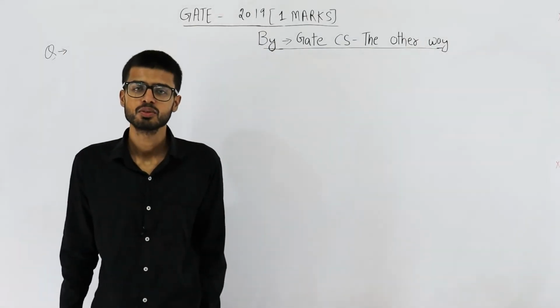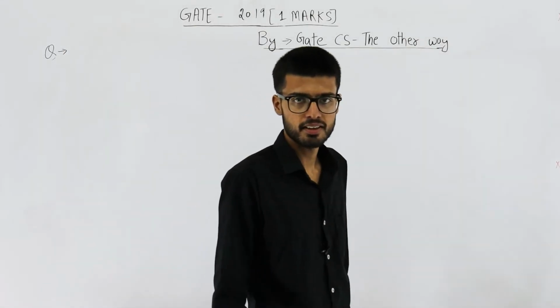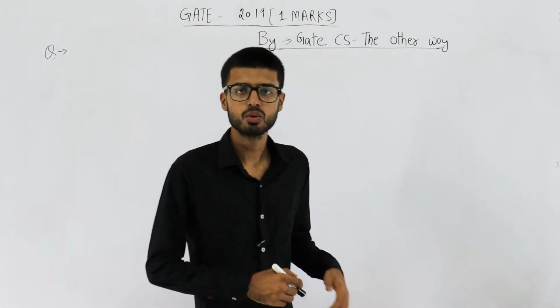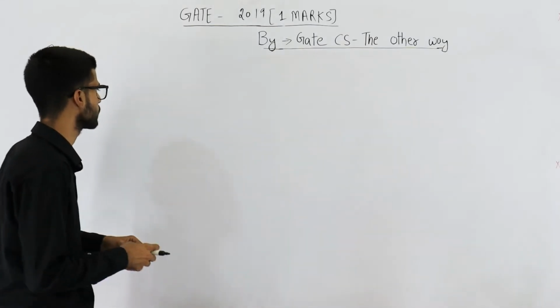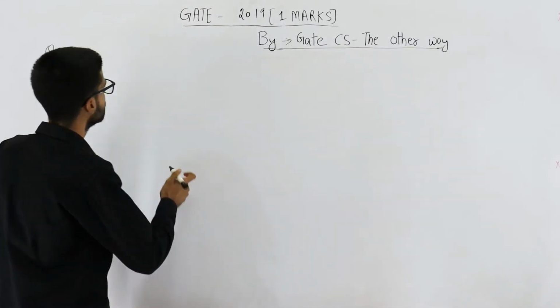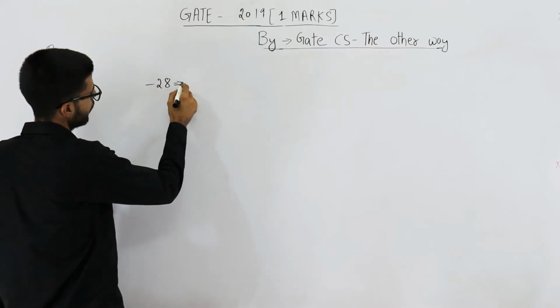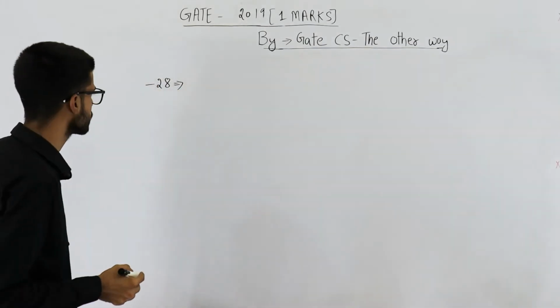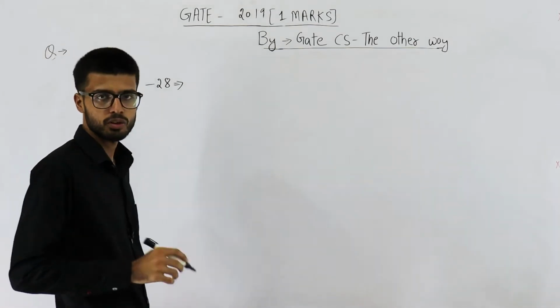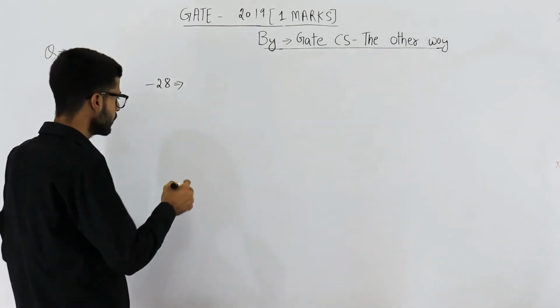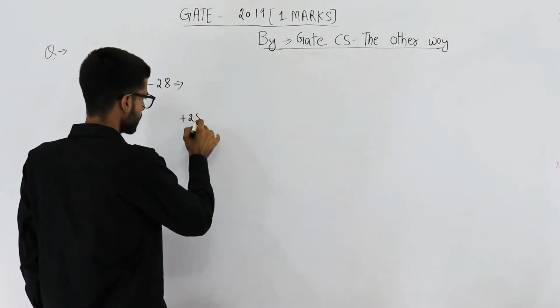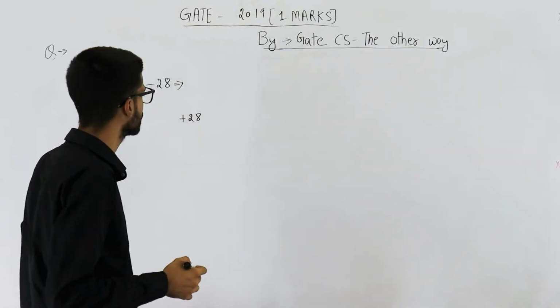Hello students, so this question is from GATE 2019, it's for 1 mark. They're asking for the 2's complement representation of the negative number, minus 28. How will we represent this number in 2's complement representation in 16 bits? First of all, let us represent plus 28, or the unsigned number 28.